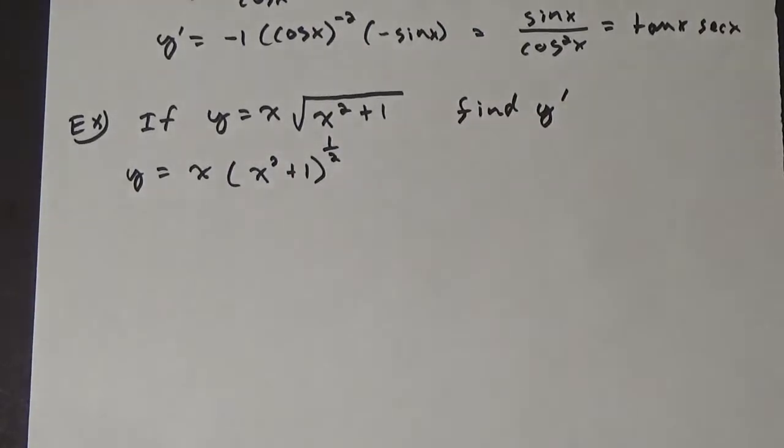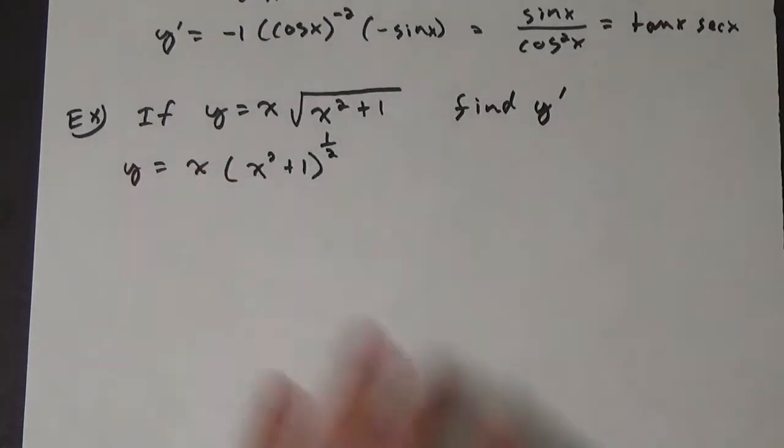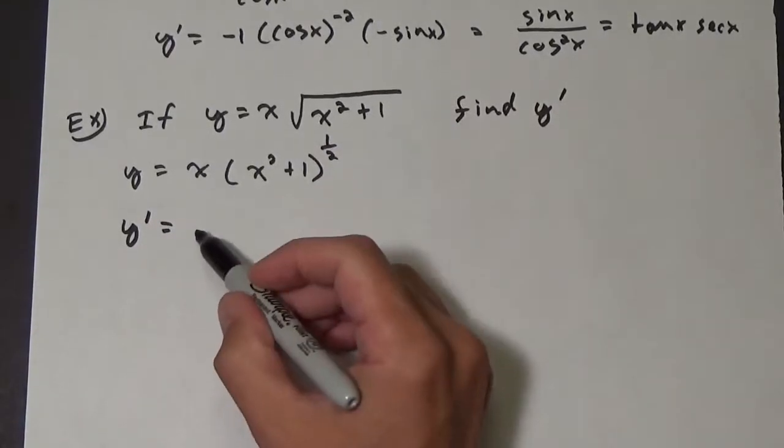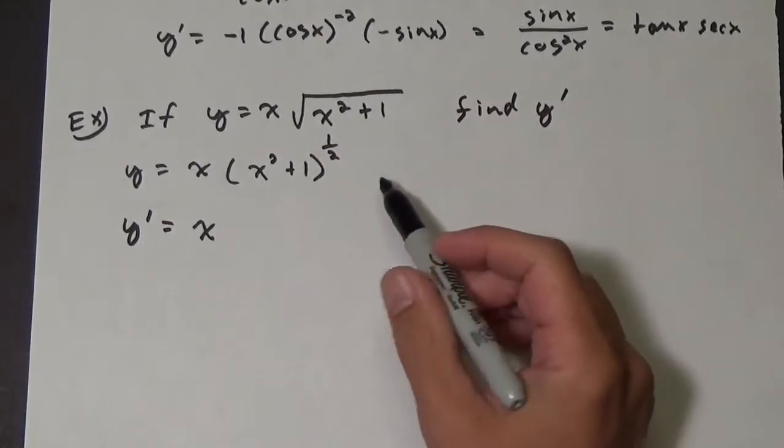And so when you have two rules at the same time, a product rule and then a chain within a product, you just kind of have to keep track of what's going on. So let's take this derivative. So y prime is going to be the first times the derivative of the second.